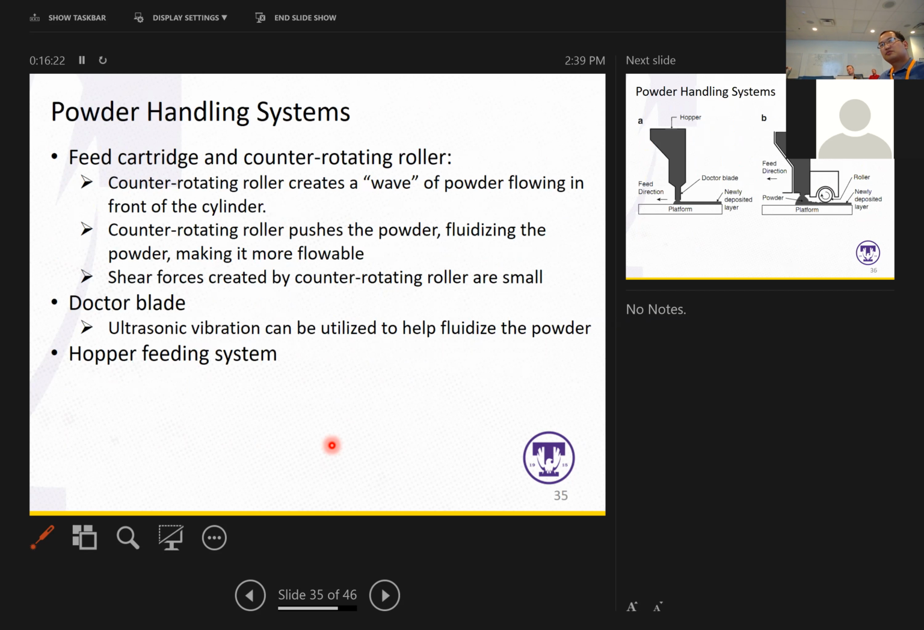And also there are some issues about the doctor blade. So ultrasonic vibrations could be utilized to help fluidize the powder. And so these are all factors when we talk about the feeding of the powder. And all these factors could affect the final printing surface. But again, it's a very complex problem, and it has multiple variables, and how to model the physical behavior of this is difficult.